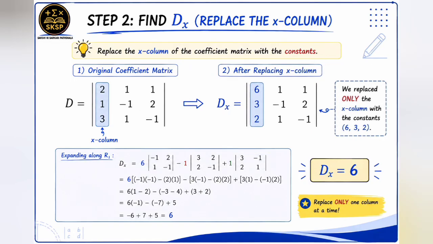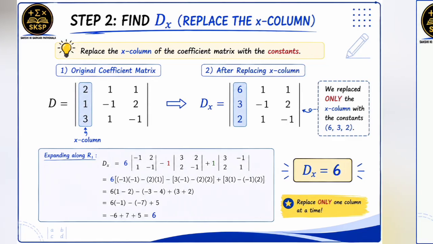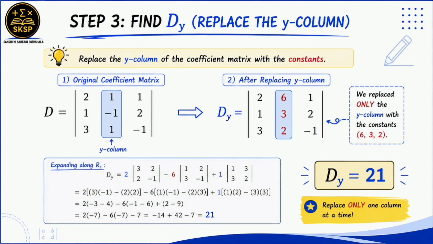So our first auxiliary determinant will be Dx, and we follow the same procedure to calculate it. So now Dx is what? Dx is equal to 6. Moving further, we will now calculate Dy. This time we replace the y column with the constants on the right hand side of the equations, that is 6, 3 and 2. Now notice the difference from Dx.